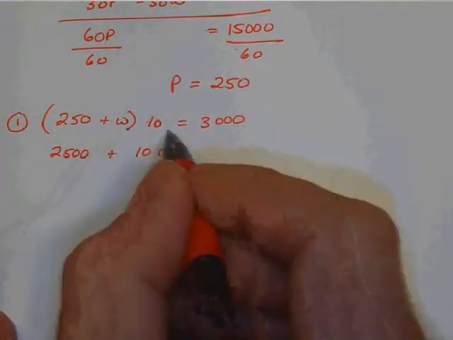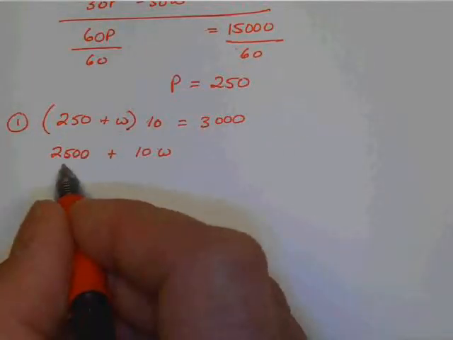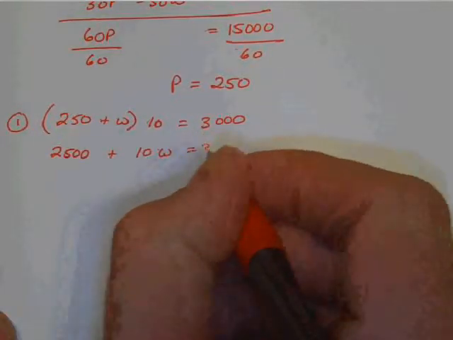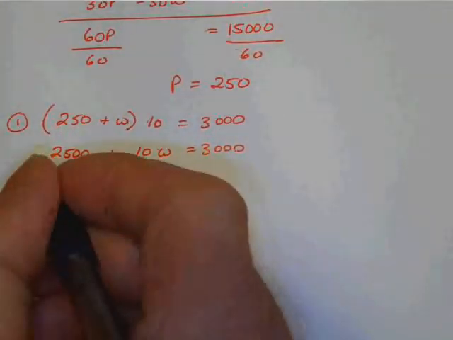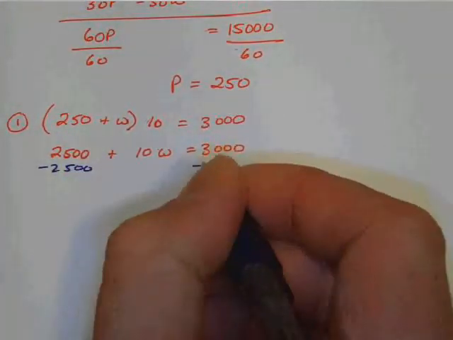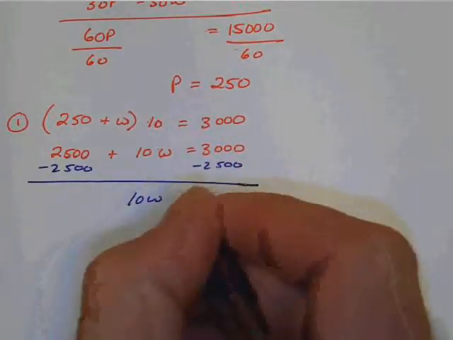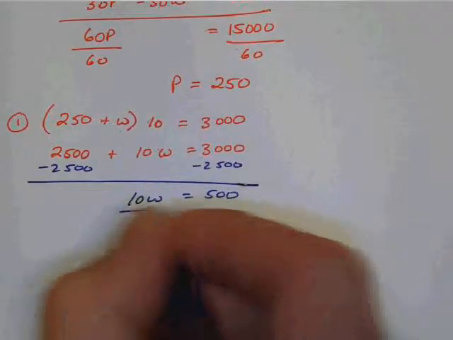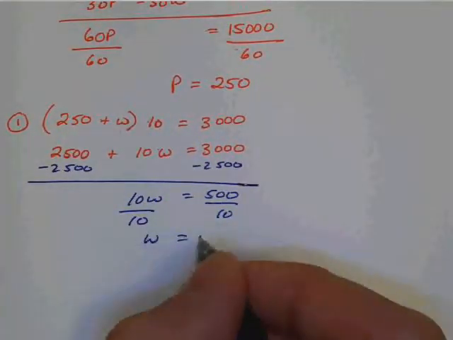250 plus W times 10 equals 3,000. So distribute: 2,500 plus 10W equals 3,000. I'm going to subtract that 2,500. That gives me 10W equals 500. I divide by 10. W equals 50.